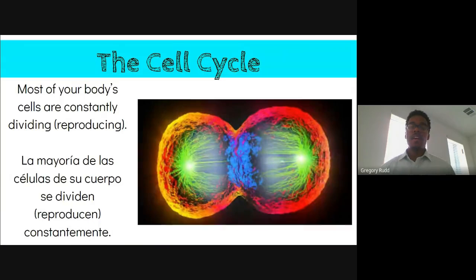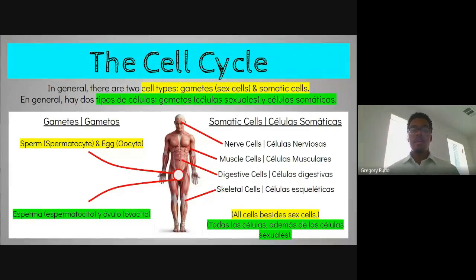You don't need to write anything on this slide. This is just a picture and I can talk about it. So our cells' bodies are constantly dividing, and keep in mind that dividing and reproducing are used interchangeably here. So most of the cells in our body are constantly dividing. Not all, but 95% of them. And they have to do this for specific reasons. We'll talk about that in a couple slides.